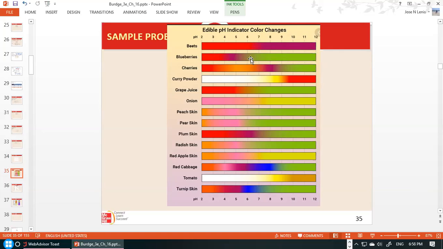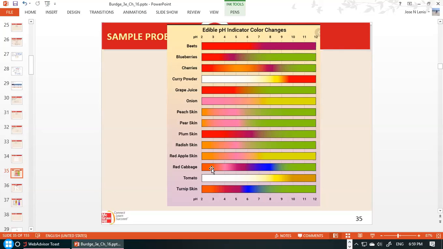So the blueberry juice contains chemicals that behave like acid-base indicators. And all of these naturally occurring substances, especially some fruit and vegetable juices containing those substances that behave as acid-base indicators, change color at different pHs. So just by looking at the color, you know what character is in the solution, if you have a basic solution or an acidic solution.